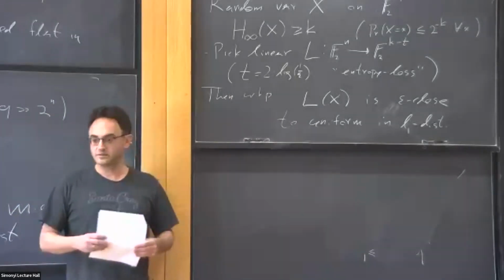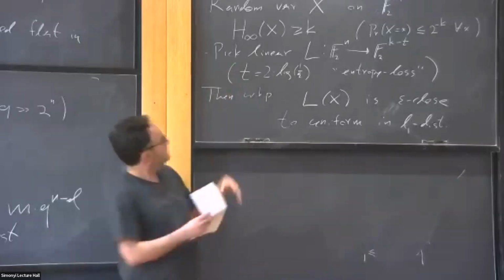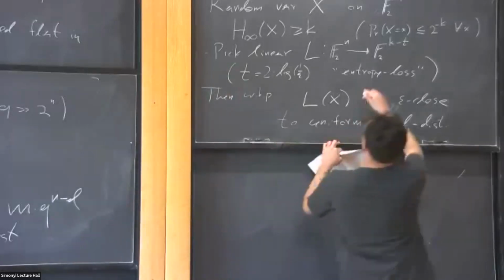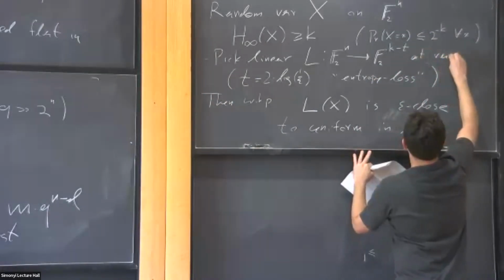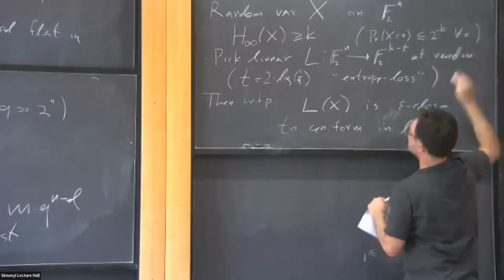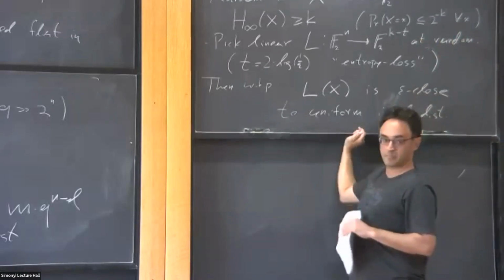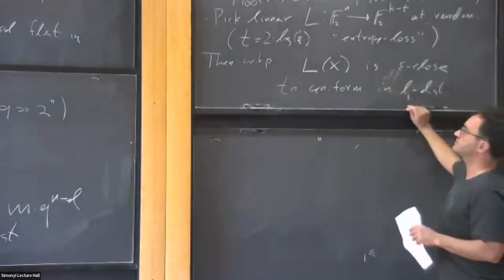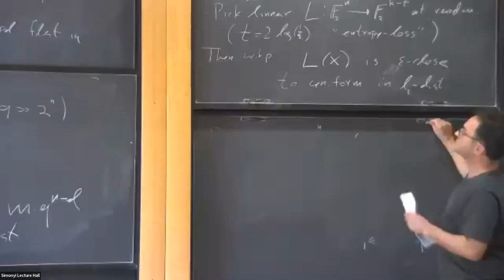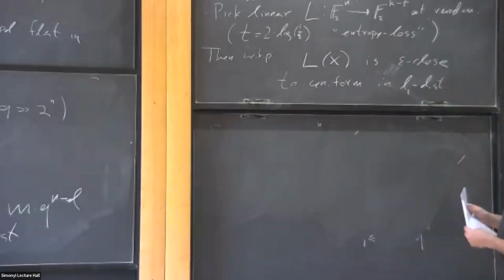So L is something random? Yeah, you pick it, yes, thank you. It's random. Uniformly random. Random linear function. It really comes up in a lot of places. So it's a great tool. And it's not very hard.